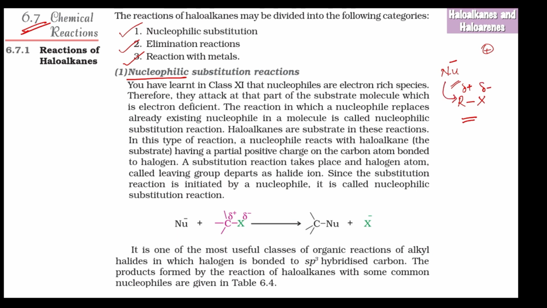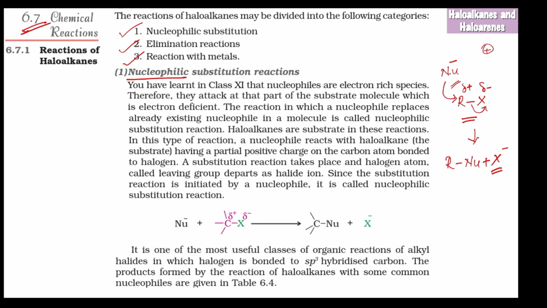The nucleophile will form a bond with the positive end, meaning it will form a bond with the positively charged carbon, and the halogen atom leaves as a halide ion. So the product formed is, now instead of halogen, the carbon of the alkyl halide is bonded to the nucleophile, and the halogen leaves as the halide ion, and this is also known as the leaving group. So the leaving group is the halide ion. Now this substitution reaction is initiated by the nucleophile. It is called a nucleophilic substitution reaction.